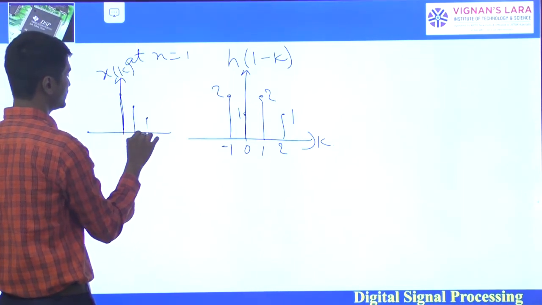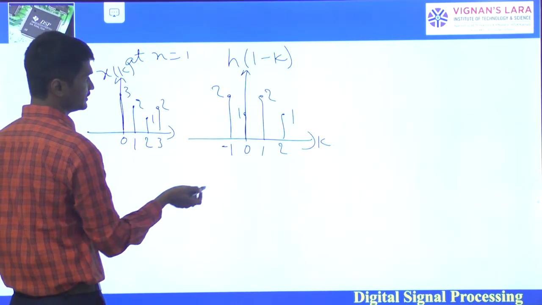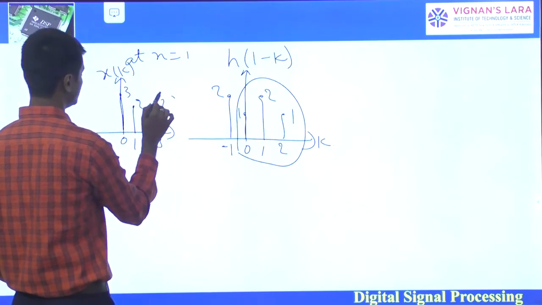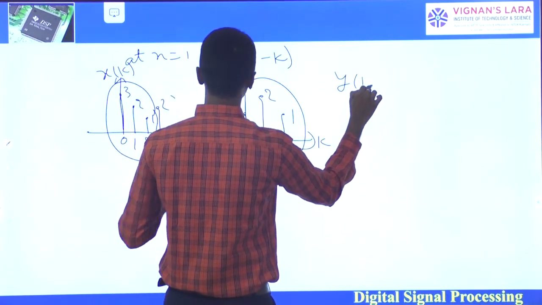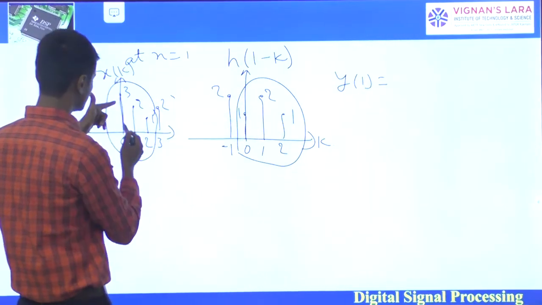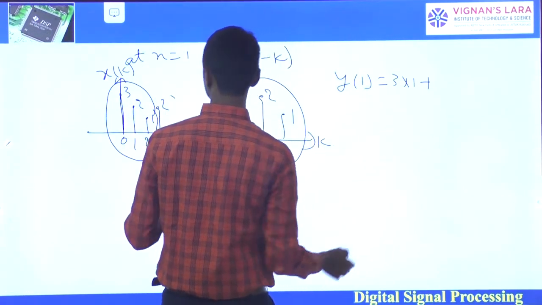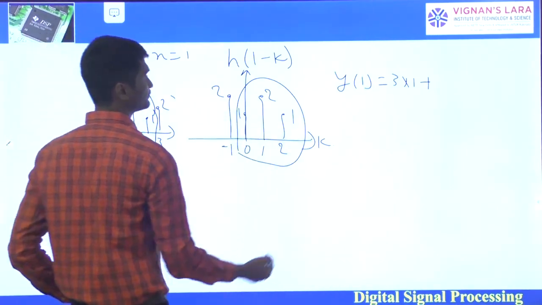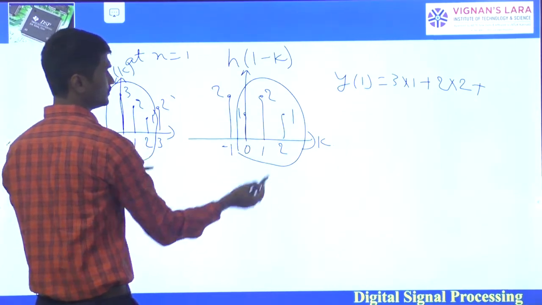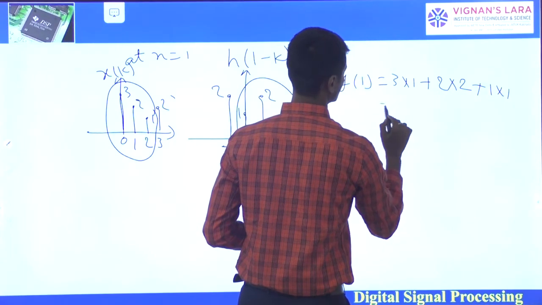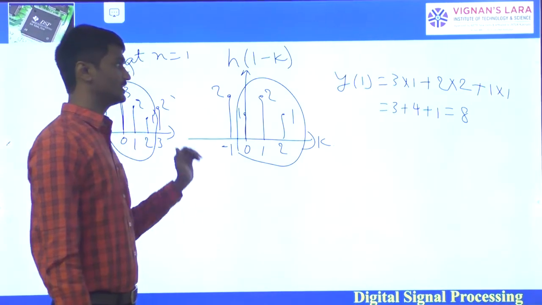3 2 1 2, 3 2 1 2, 0 1 2. So the respective samples will be multiplied. So y of 1, n equals 1: y of 1 is equal to 3 into 1 plus 2 into 2 plus 1 into 1. So 3 plus 4 plus 1 is equal to 8. So y of 1 equals 8.